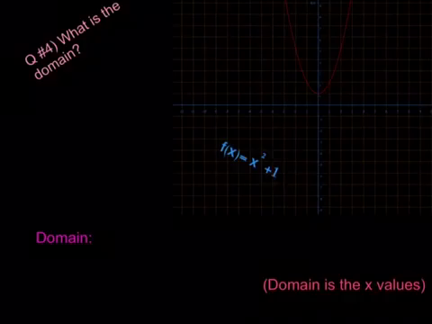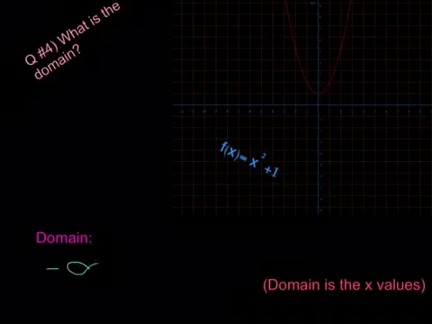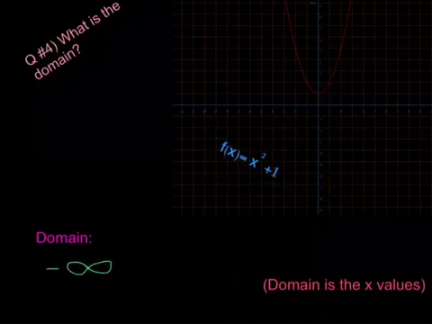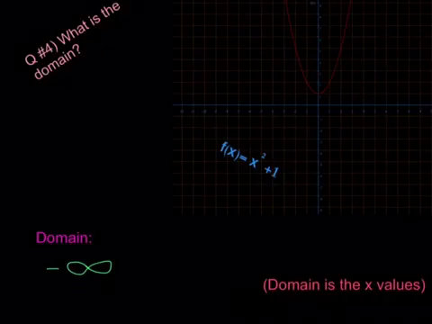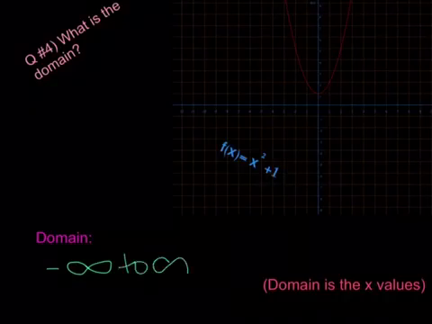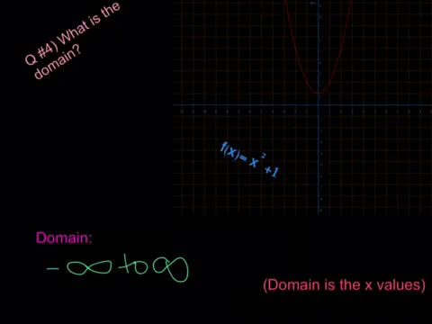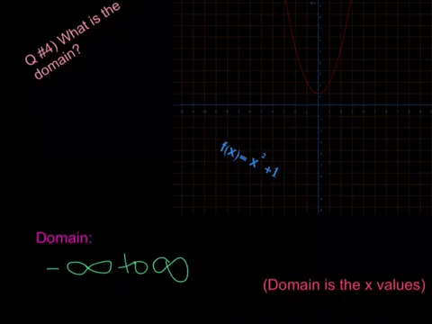So it would be negative infinity, because you can see how this keeps going and going. You can't even see the end of it. And then same with the positive side. So it would be negative infinity to infinity. And it just keeps going, if you keep going side to side, it would keep going on forever and ever.